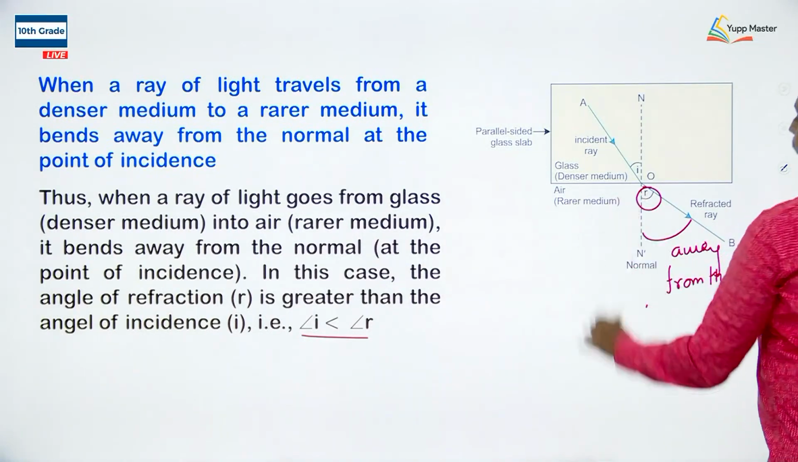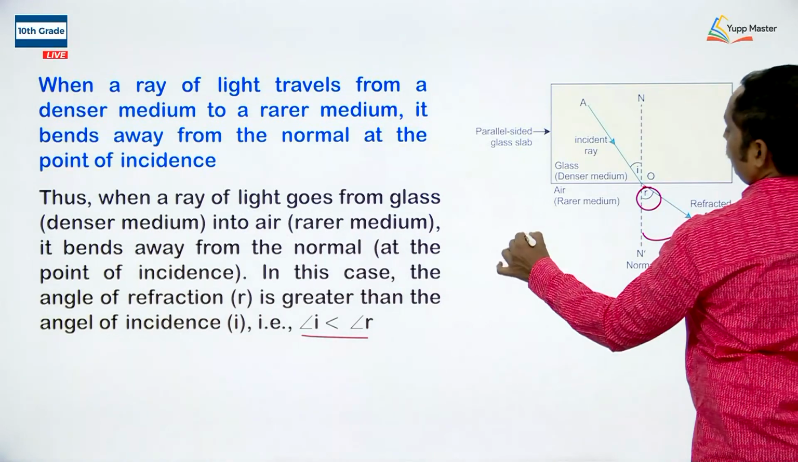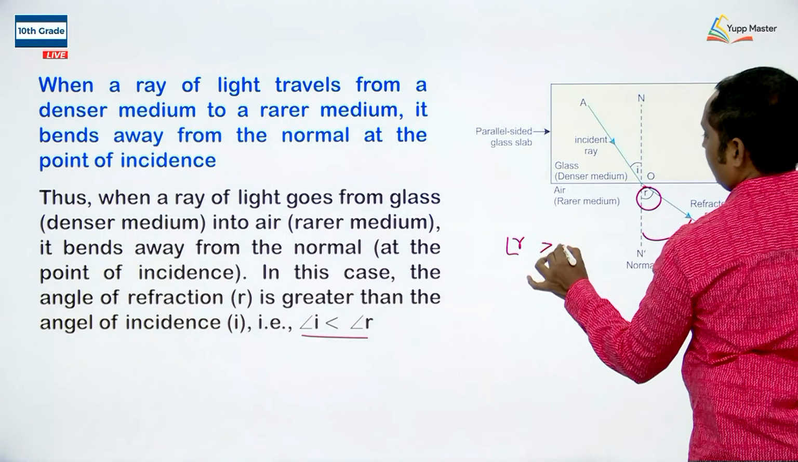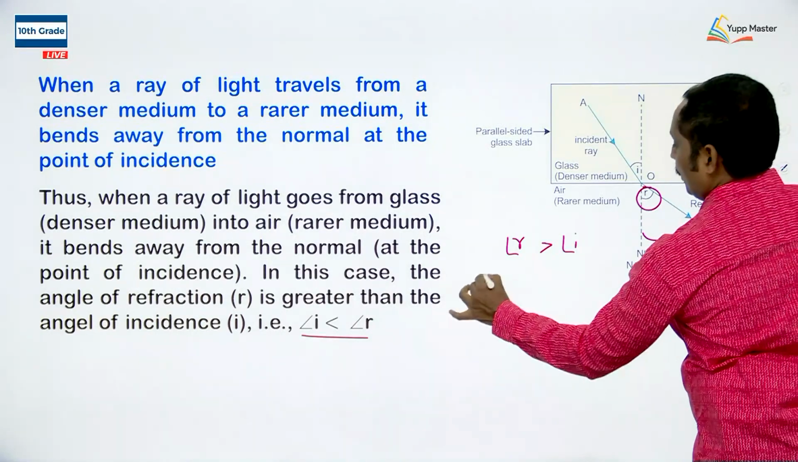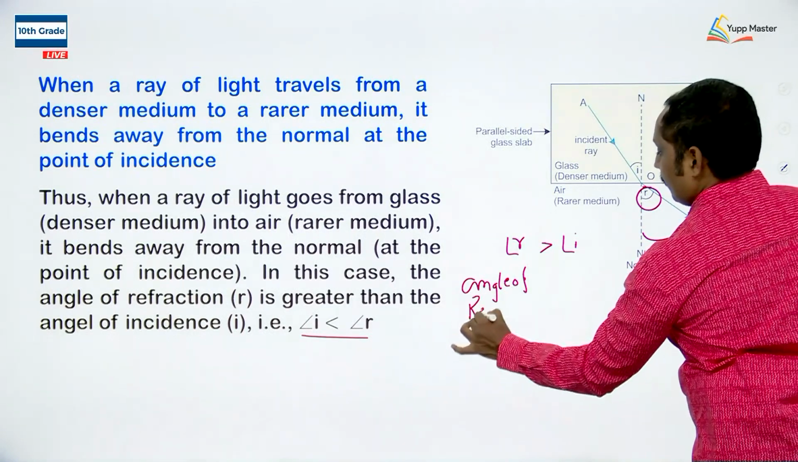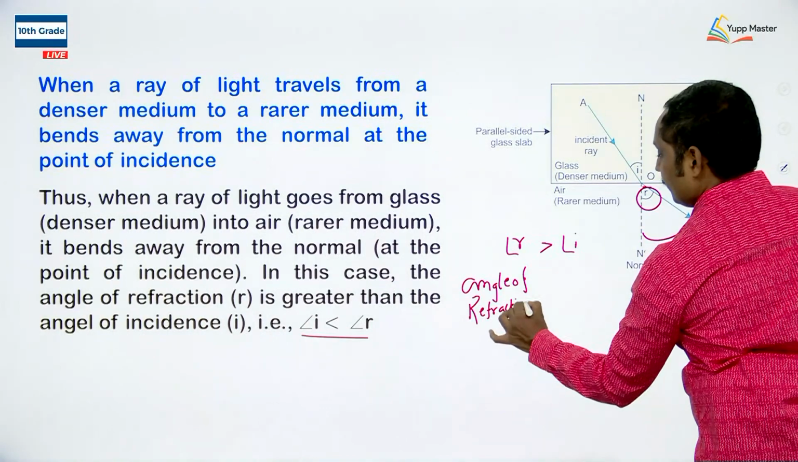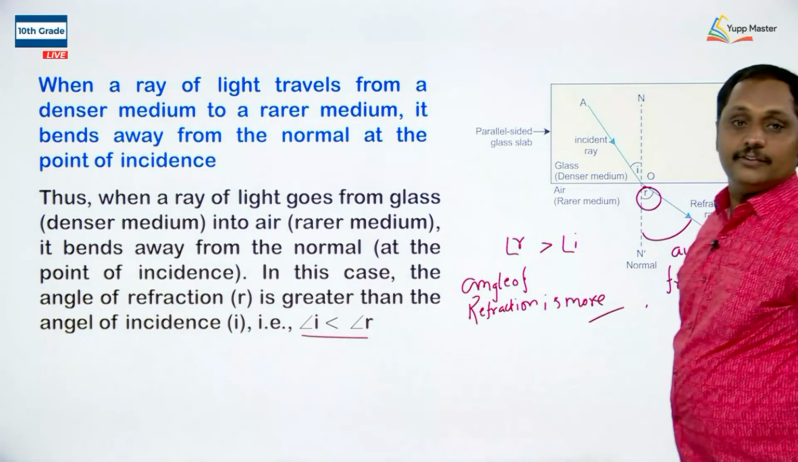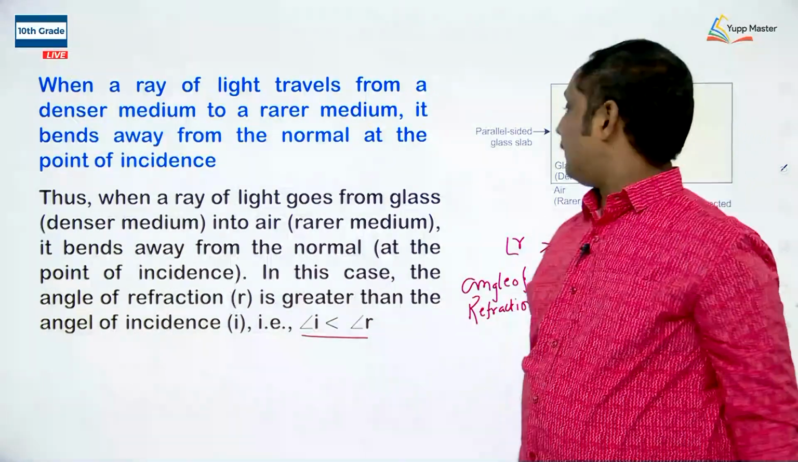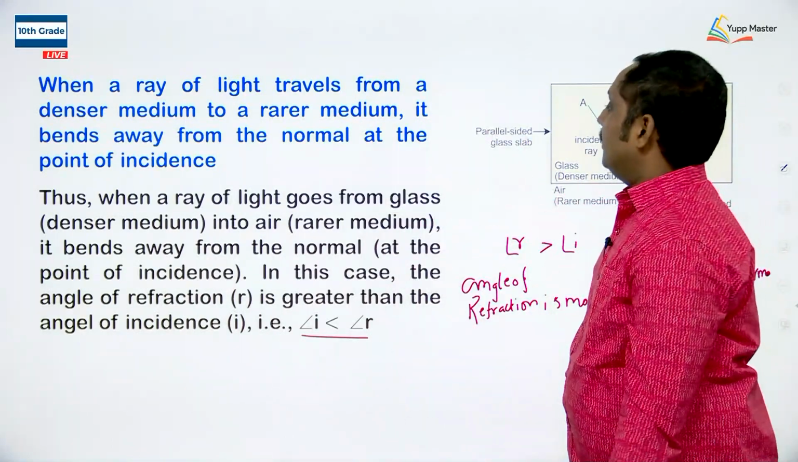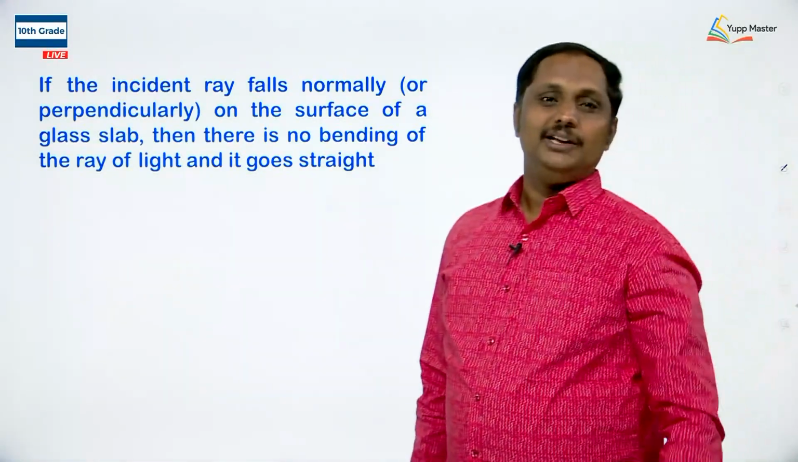This is the case we have to identify. So, angle R is greater than angle I. The angle of refraction is more in this case. Why does it move away from the normal? It is very clear, because of the variation of the densities. Now, we will go to the next case: if light is incident normally, what happens?